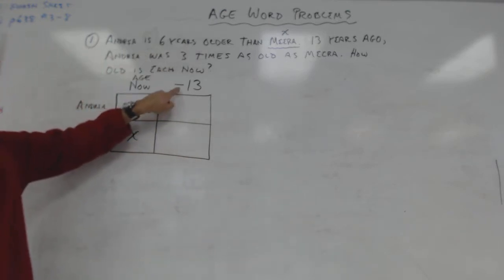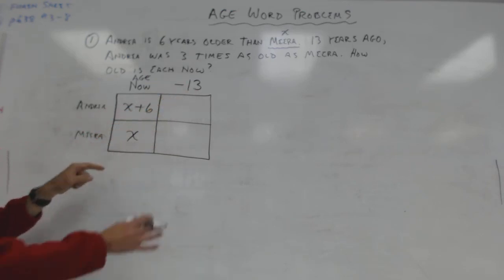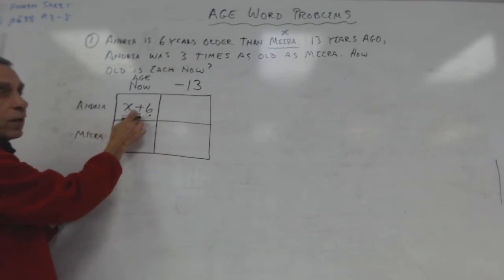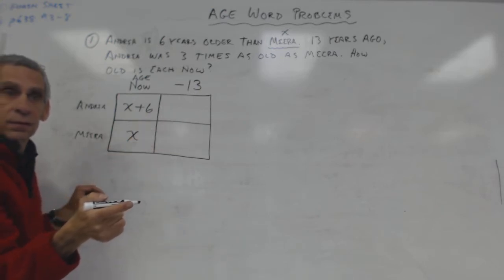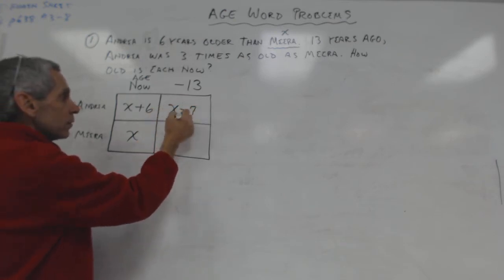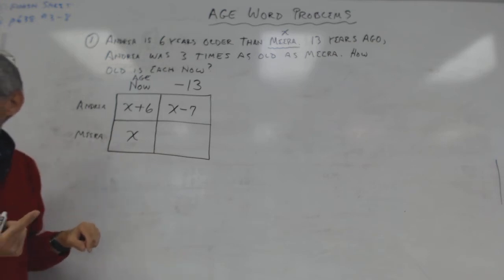So the question is, notice this column says minus 13. So all I'm going to do in this column is subtract 13 from this column. That's all I'm doing. What is x plus 6 minus 13? x plus 7? No, x minus 7, right? I just subtracted 13 from 6, and I got negative 7, right?